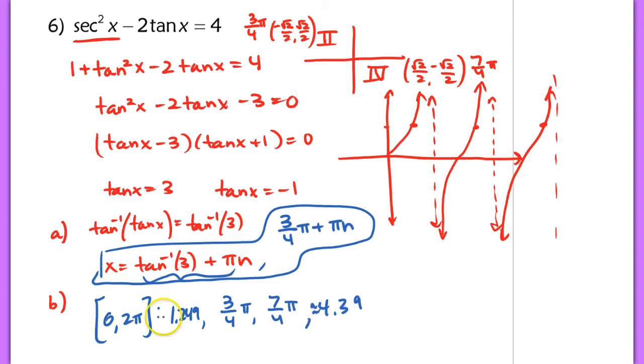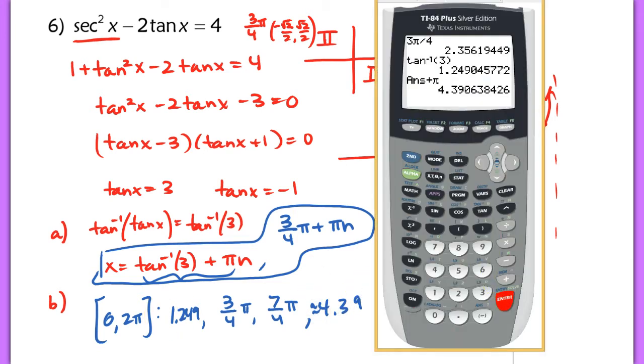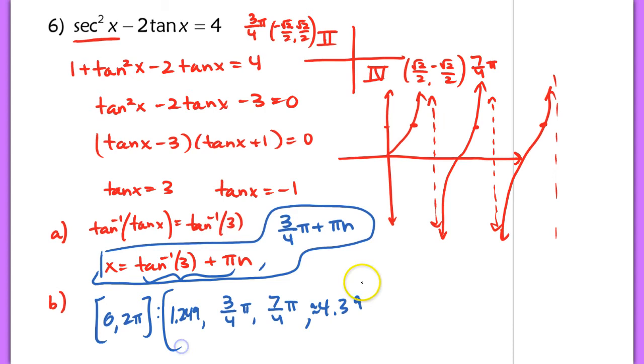Okay, so I have another one at 4.39, and that's still less than 2 pi. So another approximate value there. But as soon as I try to add another multiple of pi to that, so that would be like taking the inverse tangent of 3 plus 2 pi, clearly this would be outside of the range of 2 pi. That value is roughly 6.28, so clearly over that range. So these would represent the solutions from 0 to 2 pi.